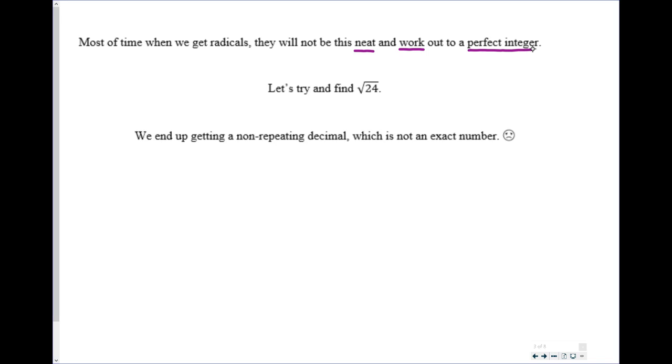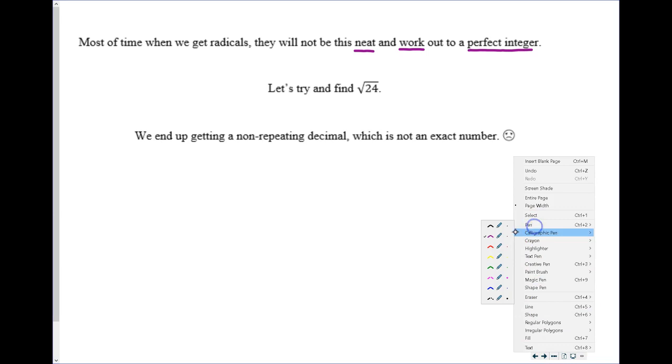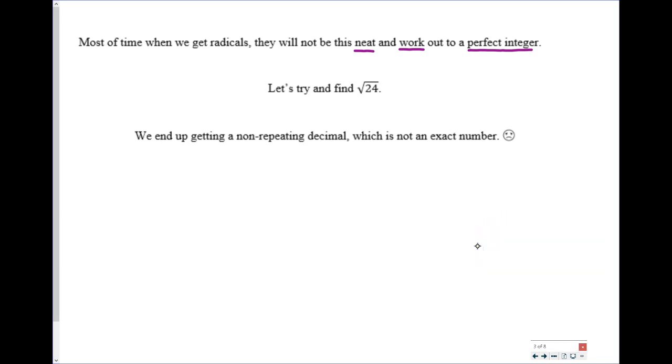So let's look at a radical that is not a perfect square. Let's take a look at the square root of 24. Now, if I look at the square root of 24 and I'm thinking, what number might work for this? Well, let's just pick a number, right?